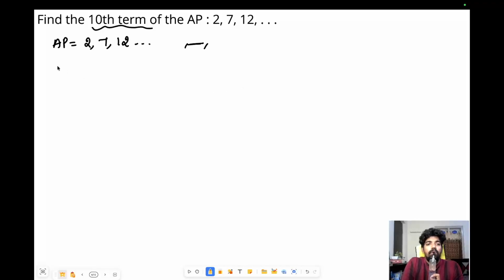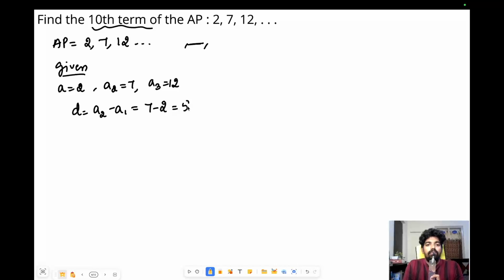Let us see what is given. Given A is equals to 2, A2 is equals to 7, A3 is equals to 12. How to find the common difference? That is A2 minus A1. 7 minus 2 is equals to 5. So the common difference is equals to 5.